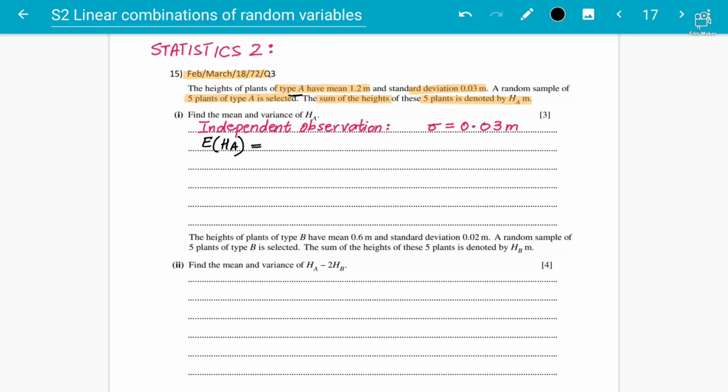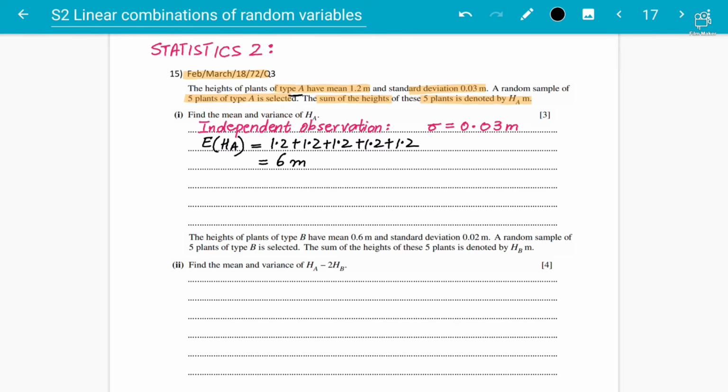So we can say that it will be 1.2 plus 1.2 plus 1.2 plus 1.2 plus 1.2. Or you can just multiply by 5 as well. But just to explain the concept here, independent observations means that the variables will be adding up: HA1 plus HA2 plus HA3, and it goes on like this. So hope everyone is getting this, and this will be 6 meter, the mean of HA.